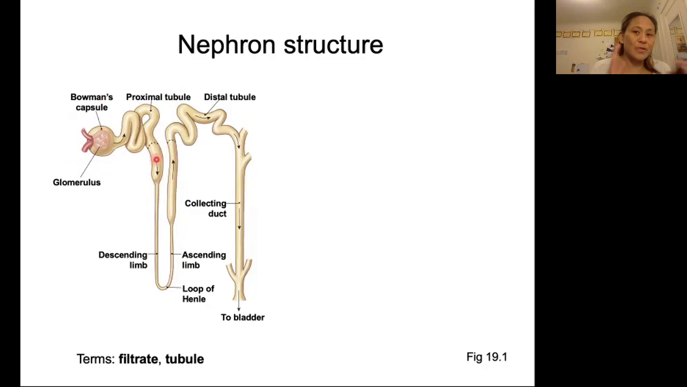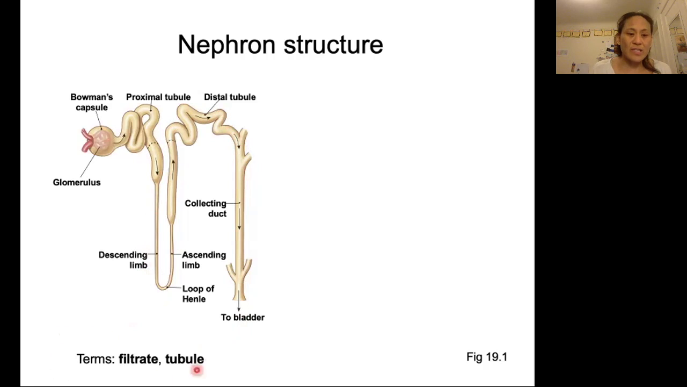So we can think of the loop of Henle as consisting of the descending limb and the ascending limb, okay? Once we go through the loop of Henle, we enter the distal tubule, and then from the distal tubule, we exit via the collecting duct, okay? So that's the nephron for you.